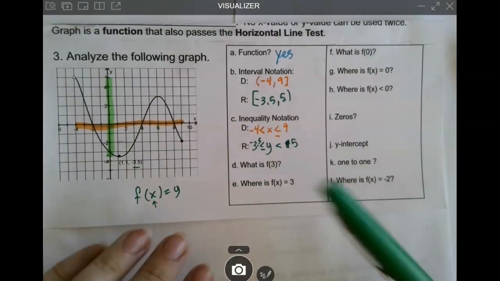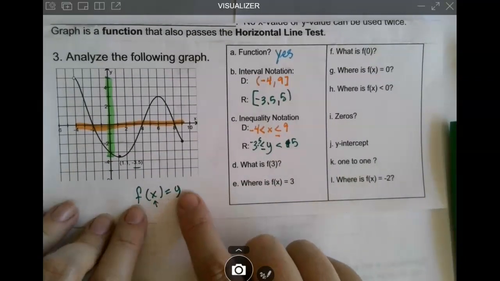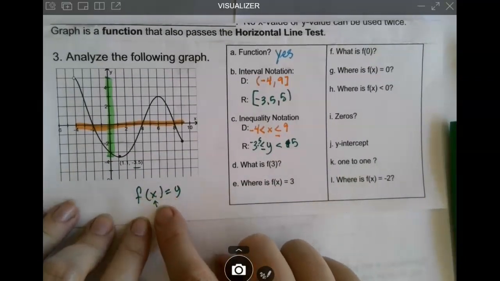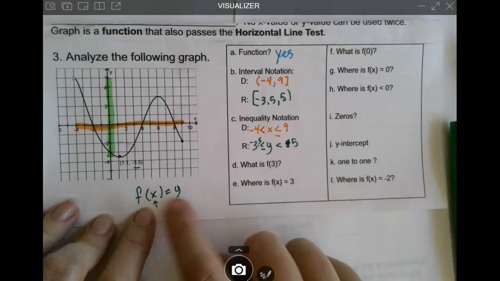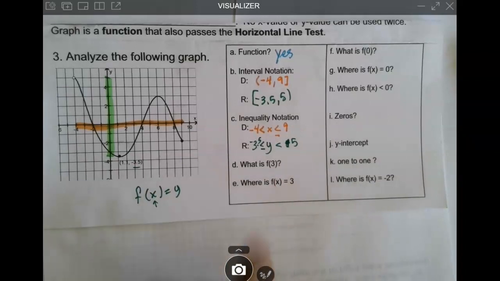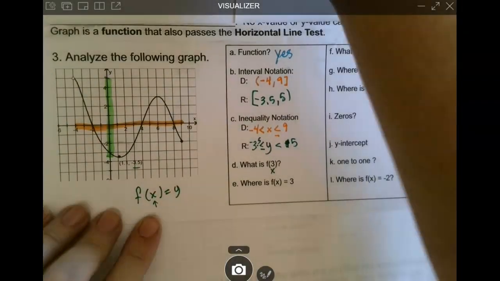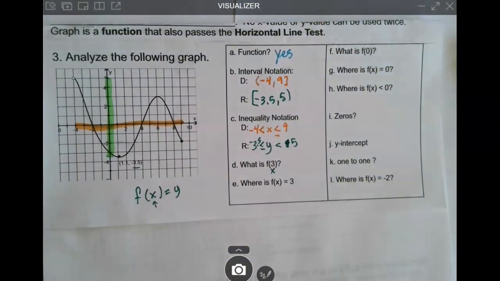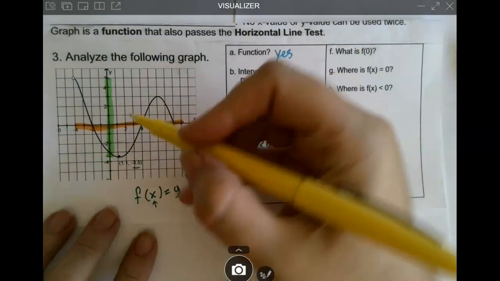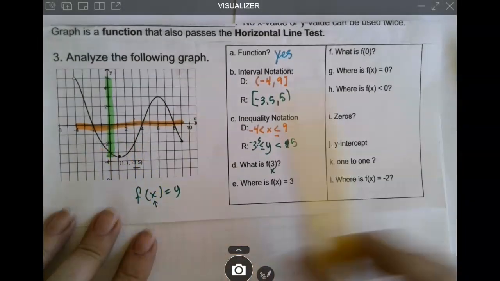All right, then on these next few questions, we want to remember that when we have f of x equals y, whatever number's inside the parentheses, that's my x. And whatever this whole f of is equal to, that's my y. So here, this is my x at 3, and it wants to know what y is. Well, if I look at x equals 3 is right here. And if I come down, I see my y is at -2.